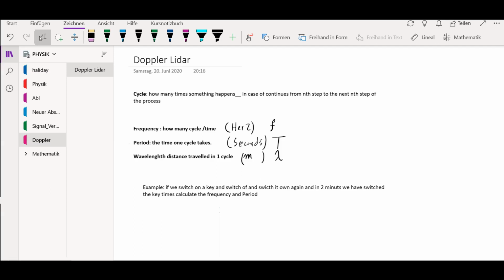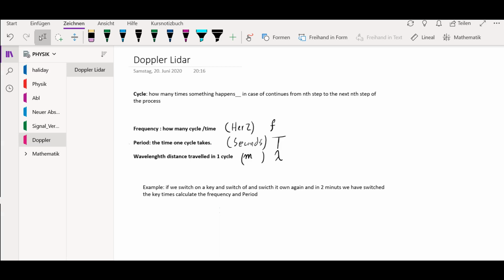Hello everyone, in this video I'm going to talk about Doppler lidar and Doppler radar, how it works, but I feel the basic definitions have to be reminded so we can go to that without a problem. First we must define a cycle.